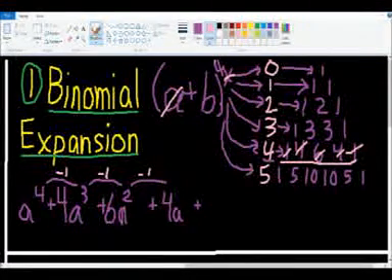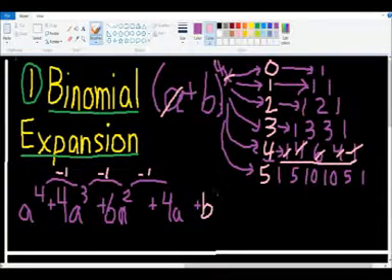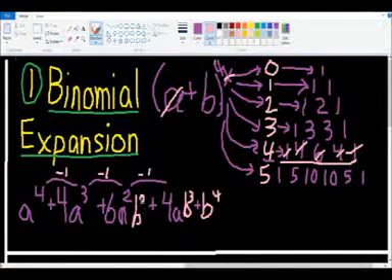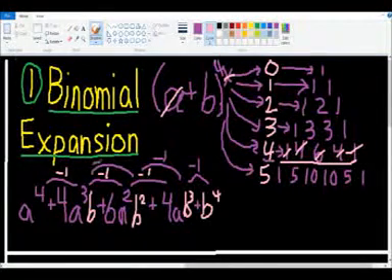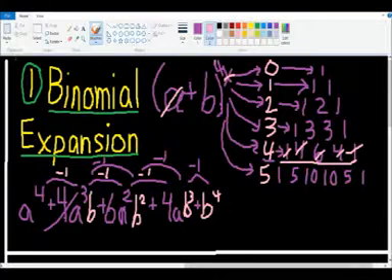Now we need to cover the b's. B's are the same thing but backwards. So b to the 4th, b to the 3rd, b to the 2nd, and b. So same thing, subtracting 1 off, but we're going the opposite way. Instead of left to right, we're going right to left. So you've got a to the 4th plus 4a cubed b plus 6a squared b squared plus 4ab cubed plus b to the 4th.